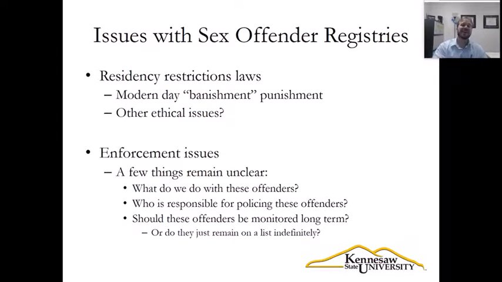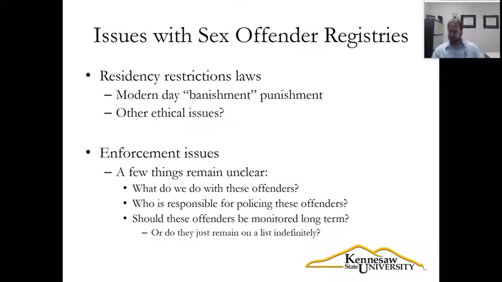They're looking at different enforcement issues with this. There are a few things that still remain unclear. So what do we do with these offenders? Who's responsible for policing them? Probably the police, right? Or perhaps their probation or parole officer, or something like that. Should sex offenders be monitored long term? Or do they just remain on the list indefinitely?